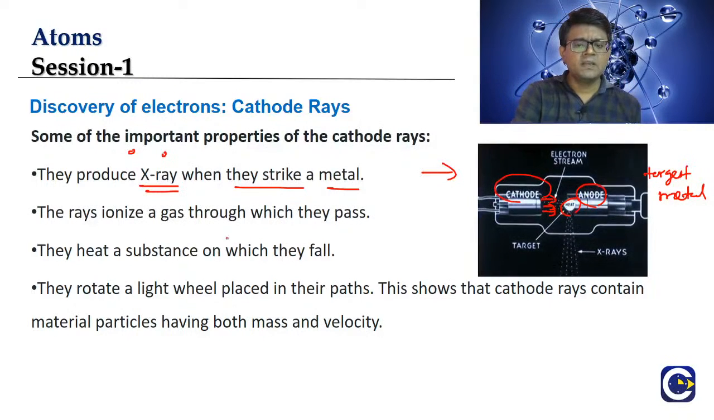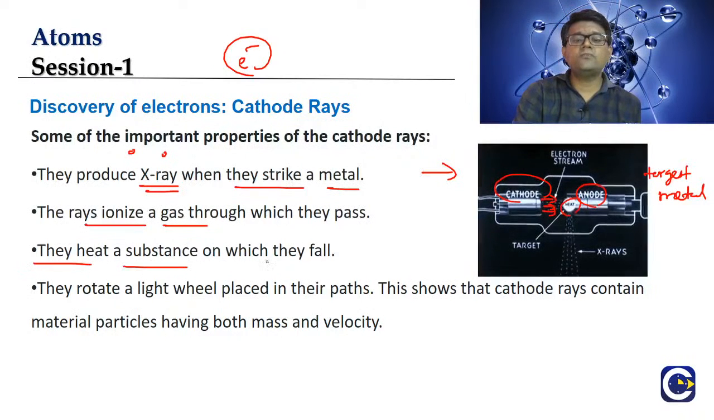And when these rays pass through a gas, they have the property of ionizing the gas. Again, we will see why they are able to ionize the gas once we finally understand that these are nothing but electrons. And when they fall on a substance, because they are carrying energy with them, they will be able to create a heating effect. So they will be able to heat the substance on which they are falling.